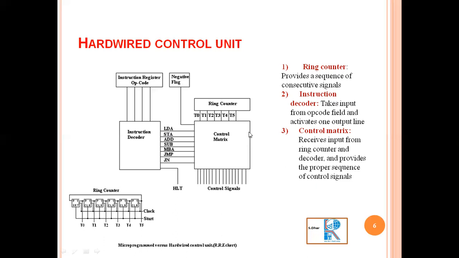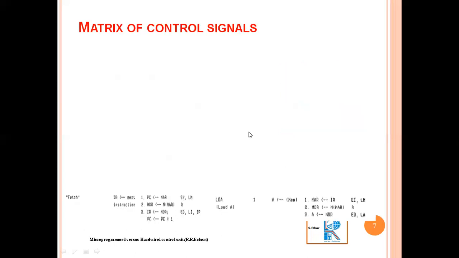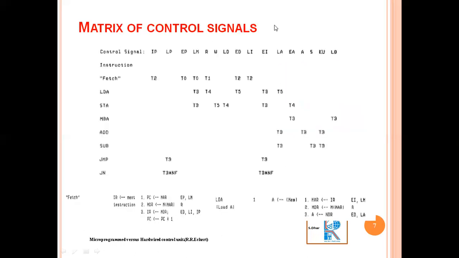Okay, now see here, this is our control matrix. Clear? What are the control signals here? You know there are 16 control signals. I have already told you: 1 2 3 4 5 6 7 8 9 10 11 12 13 14 15 16. Clear? So how to generate the 16 control signals? Suppose at first it will generate fetch. Fetch means which is activated first at T0, EP and LM.